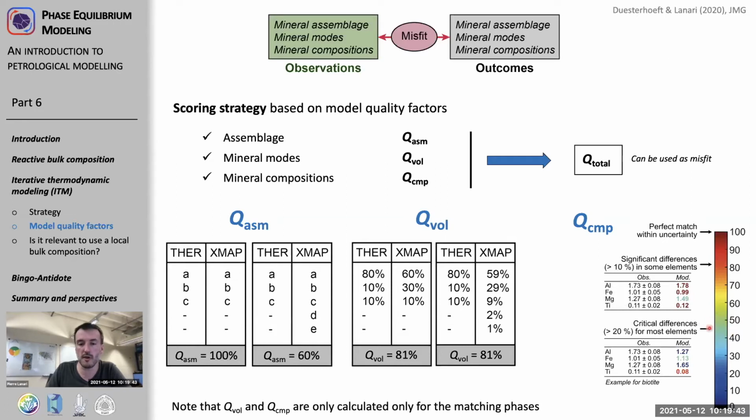Now, if you take an example with, again, a lower value of QCMP, you realize that most of the elements, aluminum, iron, and magnesium, are badly modeled and are significantly off compared to the observations. So that's how we estimate this value of the QCMP for each phase, and then we can sum them up to obtain a QCMP value for the model.